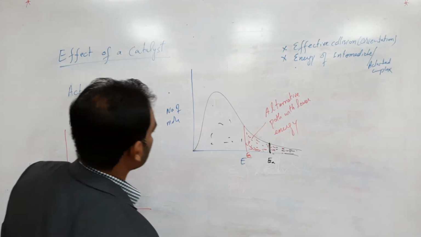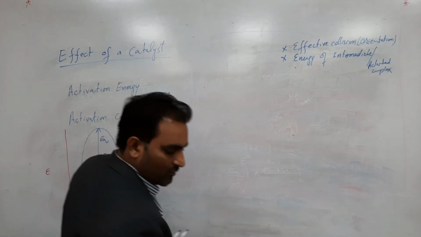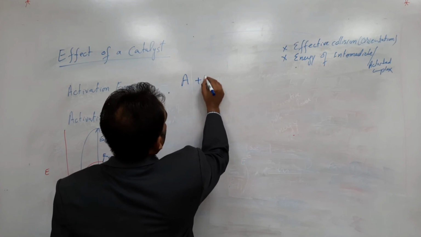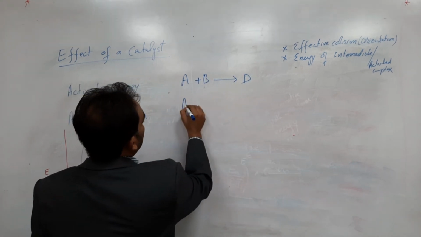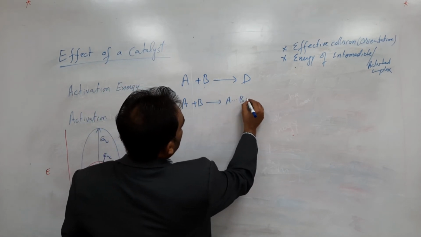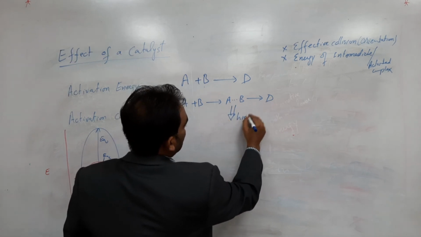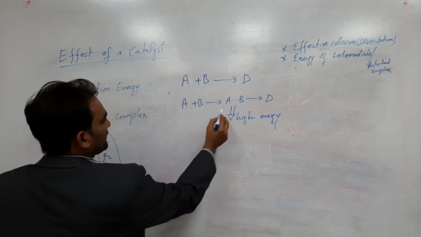Suppose you have reactant A plus B, and it goes to D. How will it go? A plus B, then there is a complex, and then D. This complex has higher energy, like this.